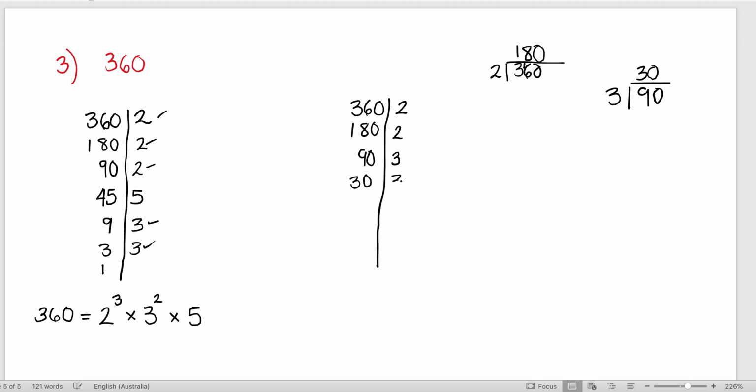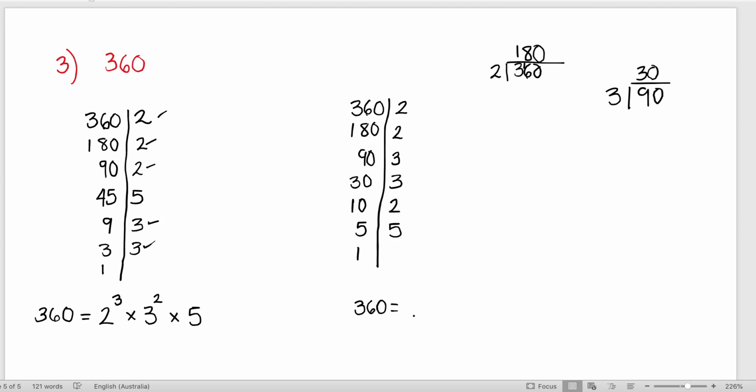And then I divide by 3 again, and I get that 10. And then I'm going to divide by 2, and I get a 5. And then divide by 5, and you get a 1. So you see, I used a different order. I have 2, 2, 3, 3, 2, 5. But let's write it. 360 as a product of its prime factors in index form.